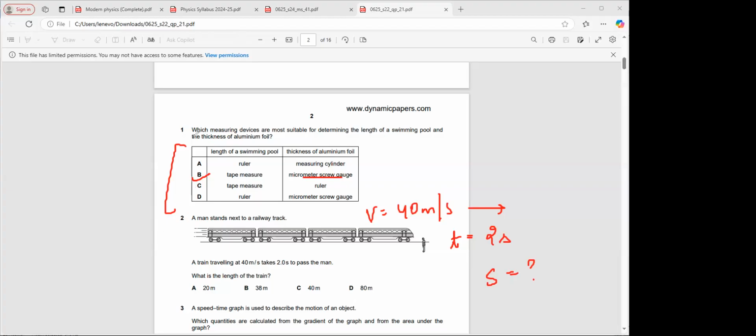Yes, 80. Ahnaf. Which one? 80. D. Correct. See, velocity is distance by time. So distance will simply be velocity multiplied by time. That is 40 into 2, which is 80.